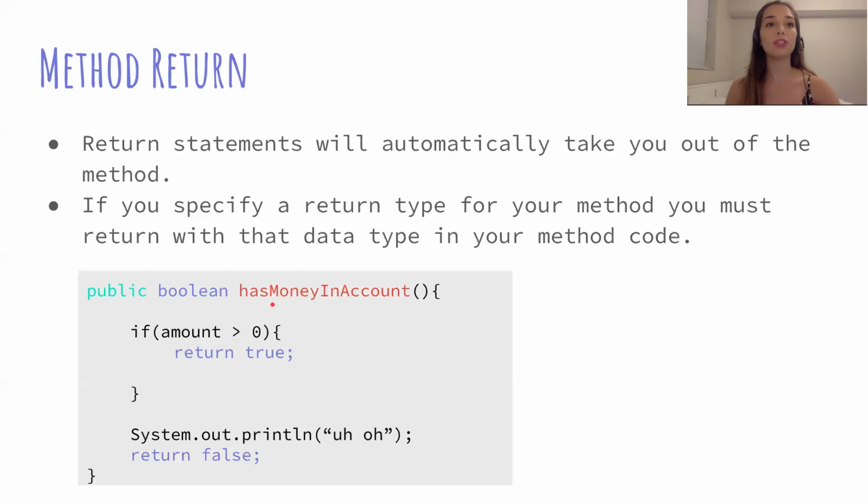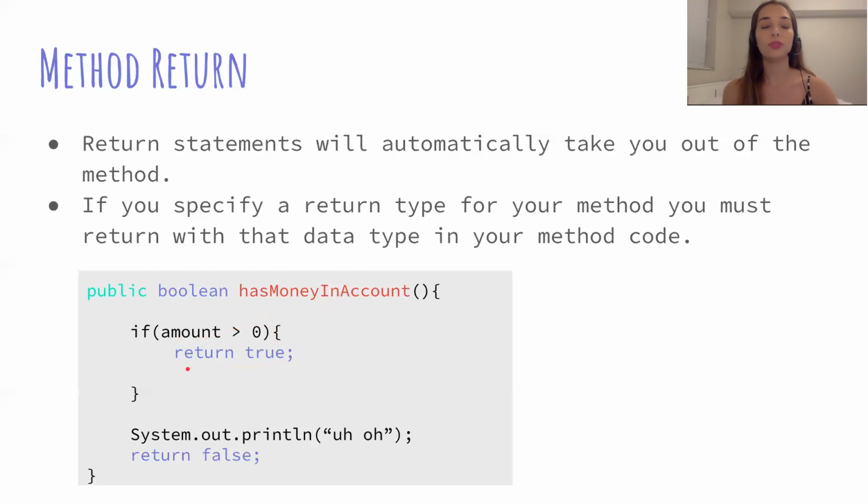So for example, imagine this has money in account method and all it's going to do is return true if there's money in the account and return false if there is not money in the account. So if the amount of money you have in your bank account is zero or less, then you don't have money in your bank account. Otherwise, you do have money in your bank account. So you can imagine that this could be a method in our bank account class, and it would use this amount that we saw in our bank account class to determine whether there is or isn't money in the bank account.